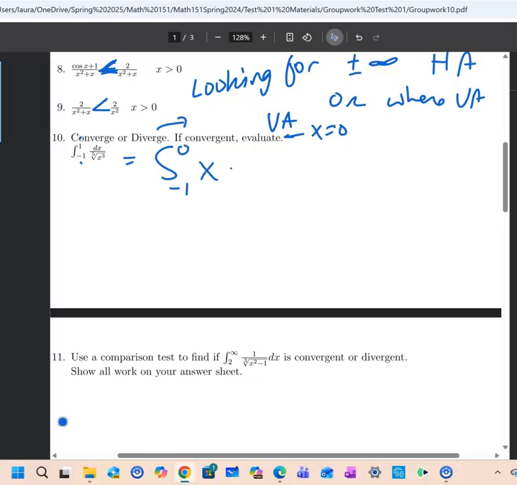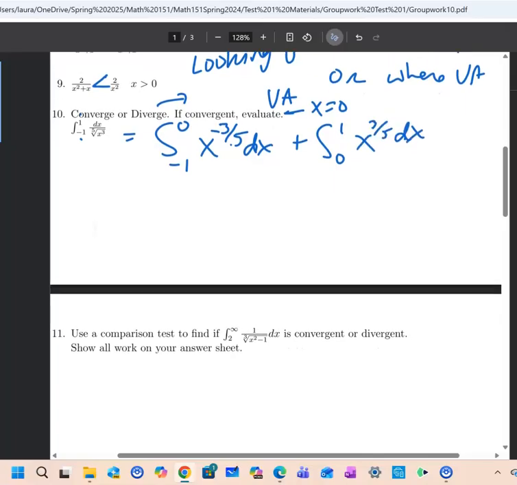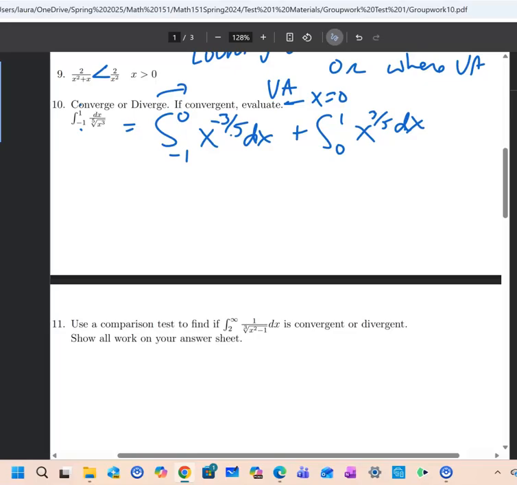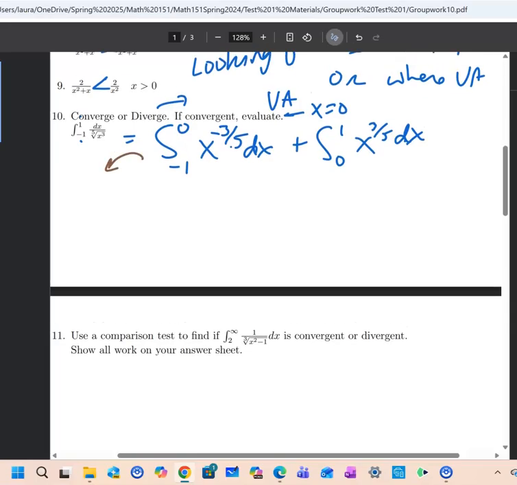So I'm going to rewrite this as the integral from negative 1 to 0 of x to the negative 3/5 power plus the integral from 0 to 1 of x to the negative 3/5 power. So it is necessary, since they're limits, that you do each of these separately. So if I take the limit towards 0, then it's negative 1 to t, right? That's why I put the t up here. x to the negative 3/5.